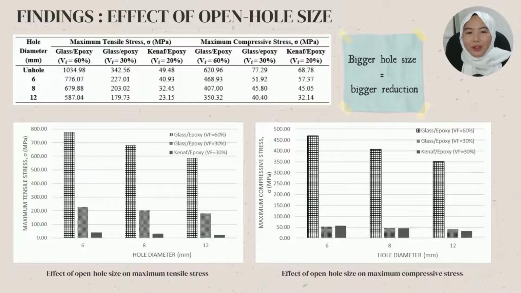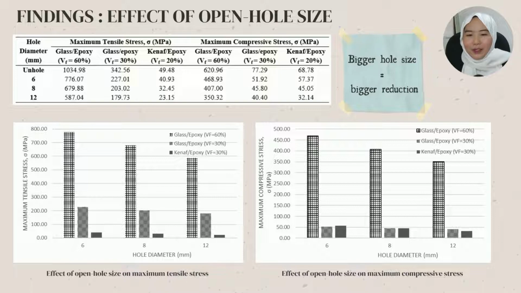The effect of open hole size on maximum tensile stress and maximum compressive stress was studied on specimens with unidirectional 0-degree fiber orientation. The open hole sizes tested were 6 mm, 8 mm, and 12 mm. It is observed that as the diameter of the hole size increases, the maximum stress decreases.